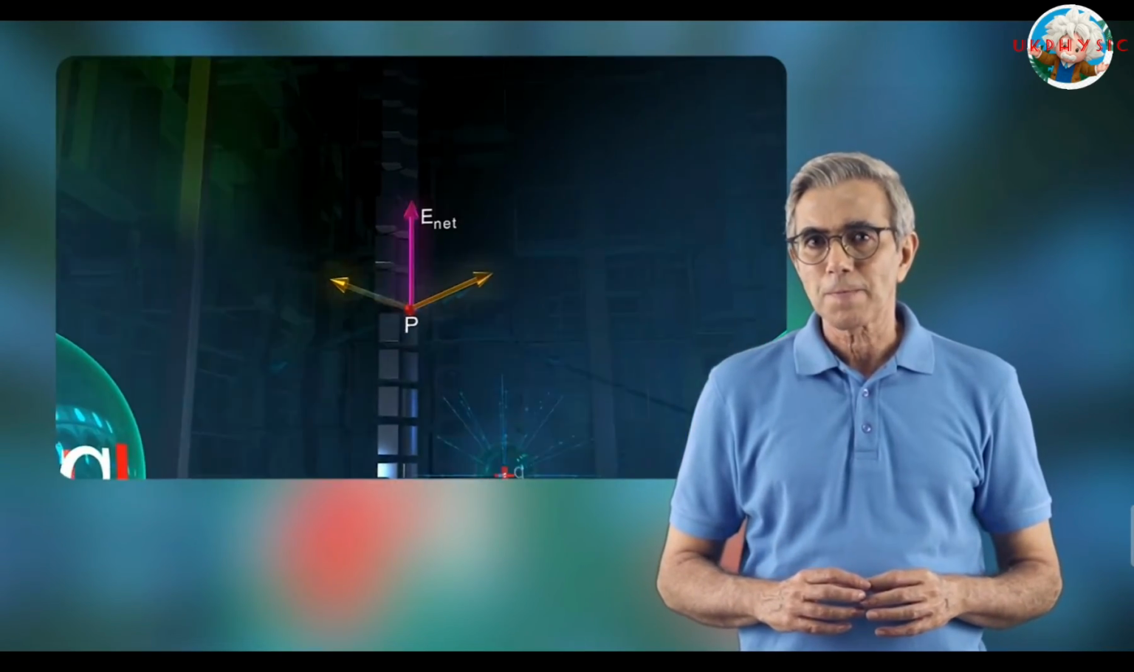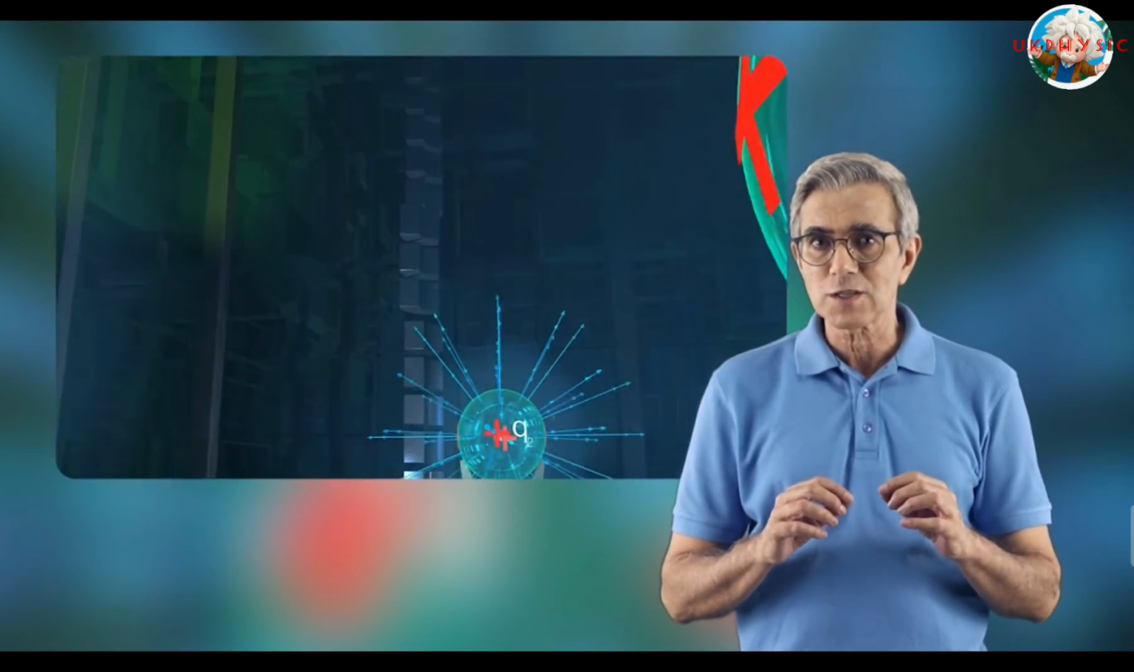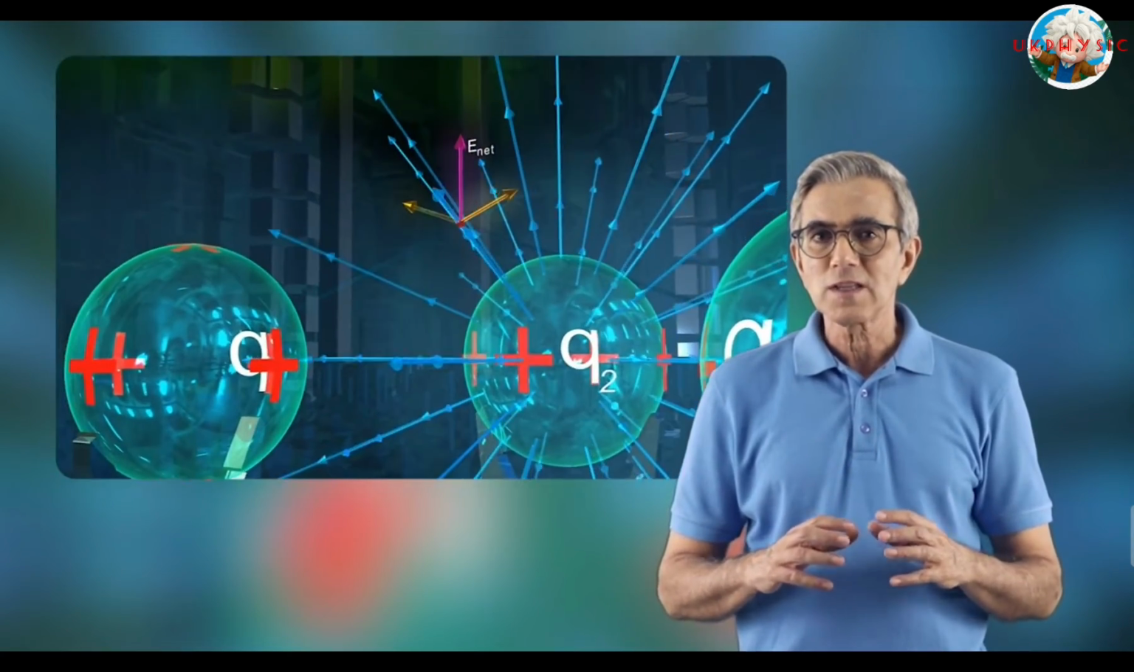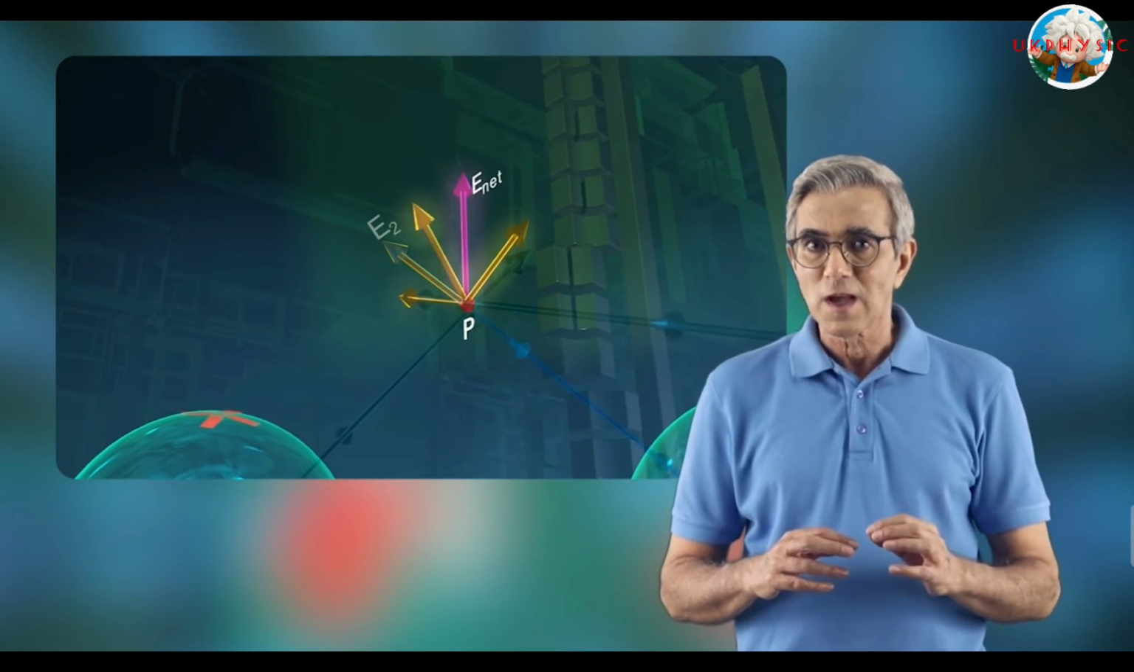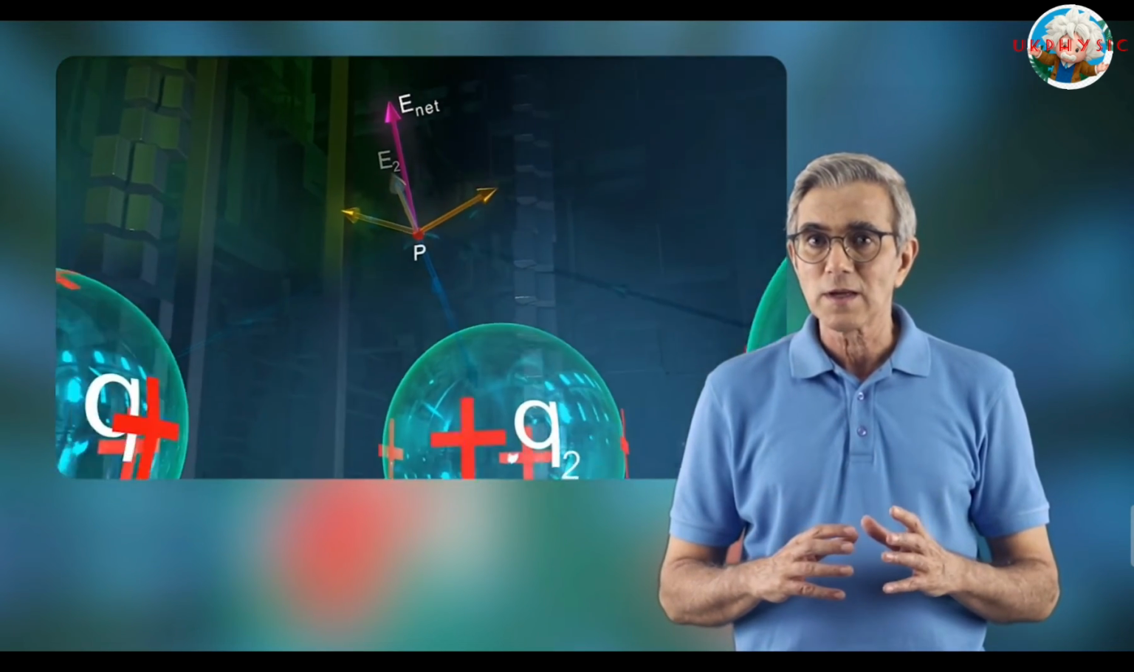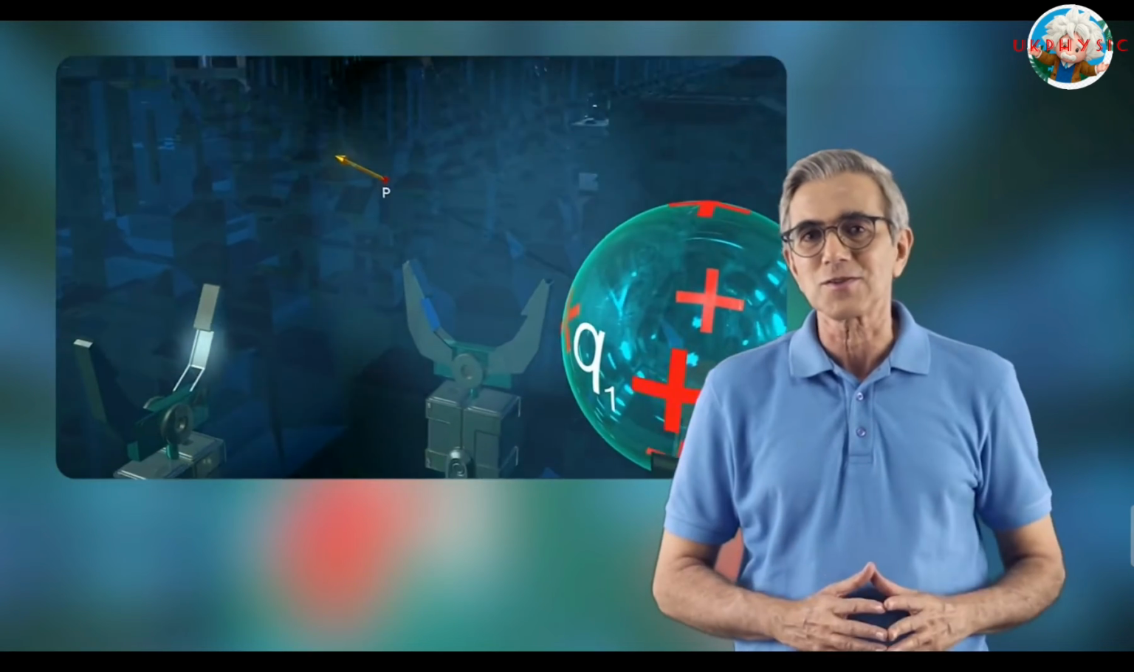Electric fields follow the superposition principle. If more than one charge is present, the total electric field at any point is equal to the vector sum of the respective electric fields that each charge would create in the absence of the other charges.